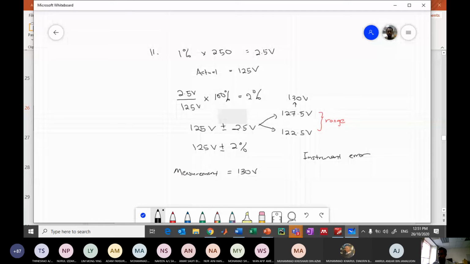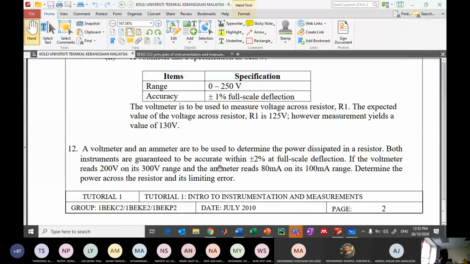Okay. The last question. Now it's already 12:51. Okay, so the last question, let's take just an overview lah. If you have time, if required, then maybe. Okay, Aisyah, thank you for your answer. And Arif, a voltmeter and ammeter are to be used to determine power dissipated in a resistor. Okay, dissipated maksud dia tenaga yang diserap, okay, ataupun digunakan oleh satu-satu resistor. Both instruments are guaranteed to be accurate within plus minus 2% of full scale deflection. If the voltmeter reads 200 volt on its 300 volt range and the ammeter reads 80 milliamps on its 100 milliamp range, determine the power across the resistor and its limiting error. Ni senang je. Okey, yang ni saya serahkan untuk anda buat sendirilah.